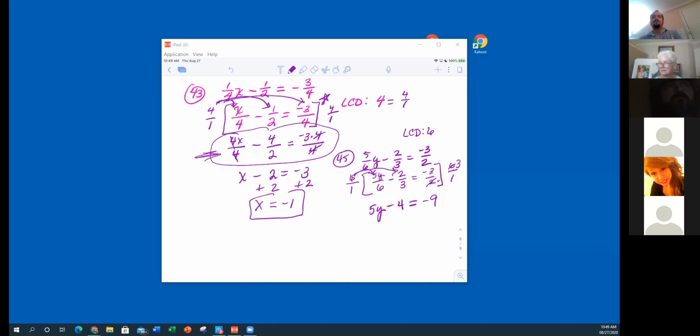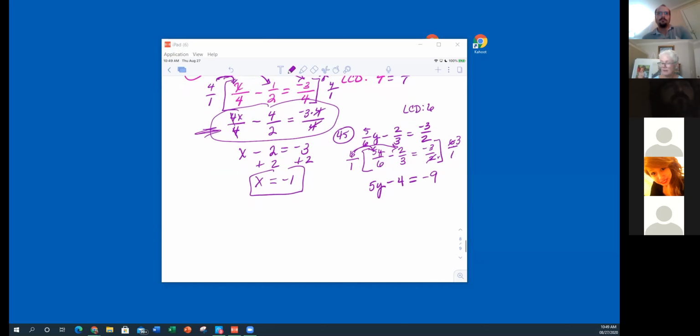Sometimes that's okay. So then I'm going to add 4 to both sides. I get 5y equals negative 5. Divide both sides by 5, and y is negative 1. So you did this problem a little bit differently than the last one. I just didn't show all the steps. But you can definitely show all the steps if it makes it easier for yourself.